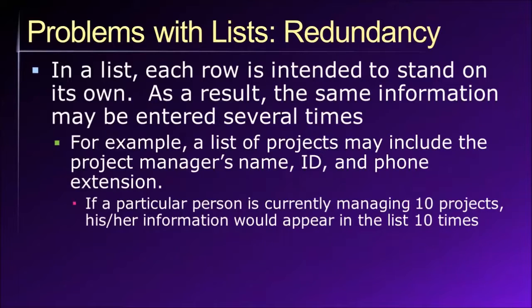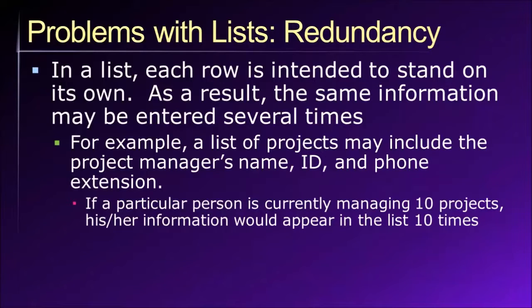Let's take a look at a list of data. What I mean by a list here is a simple 2-dimensional table of data, and in this table we store information that is important to us for some reason. An example might be, say that we have many different projects in our company, and we want to keep track of who the project manager is for each project. Therefore, for each project, we may track the project manager's name, their ID number, and maybe their phone extension within our company.